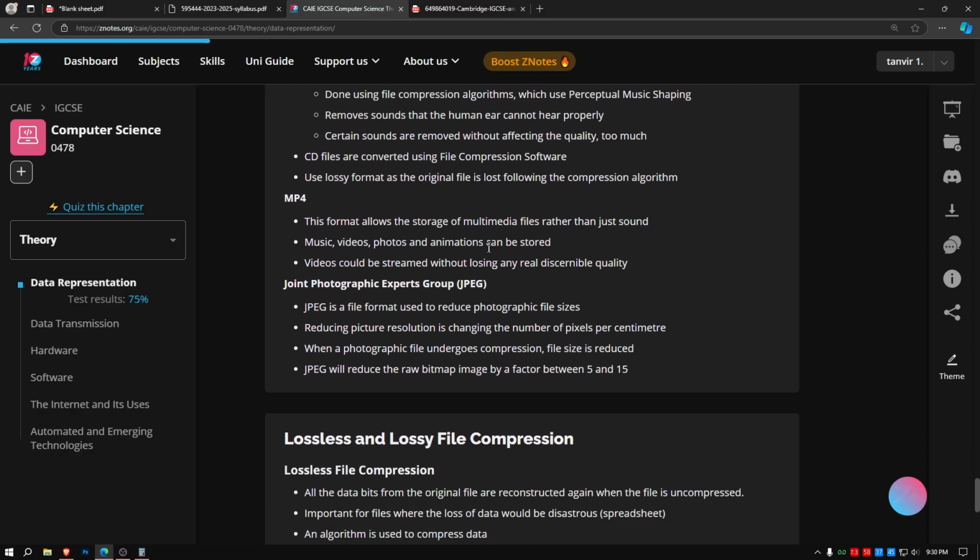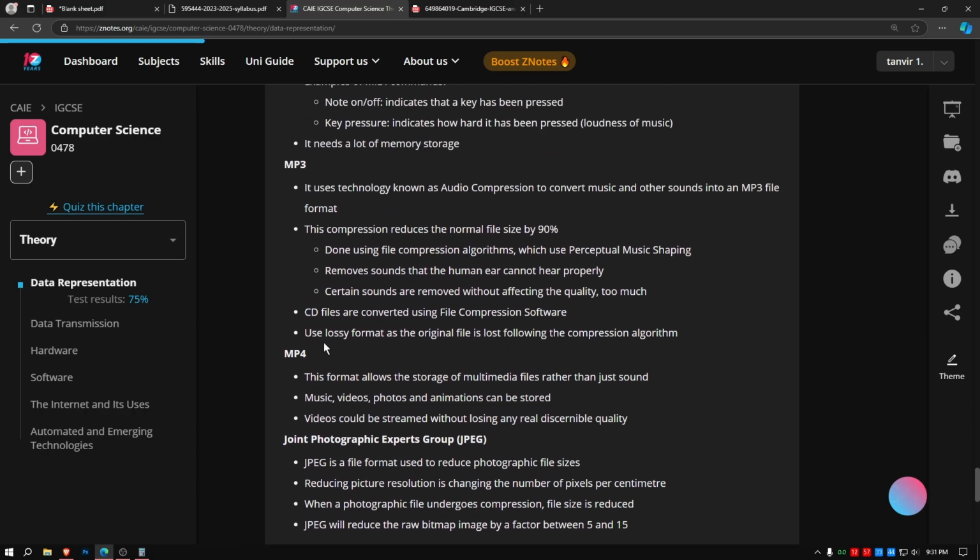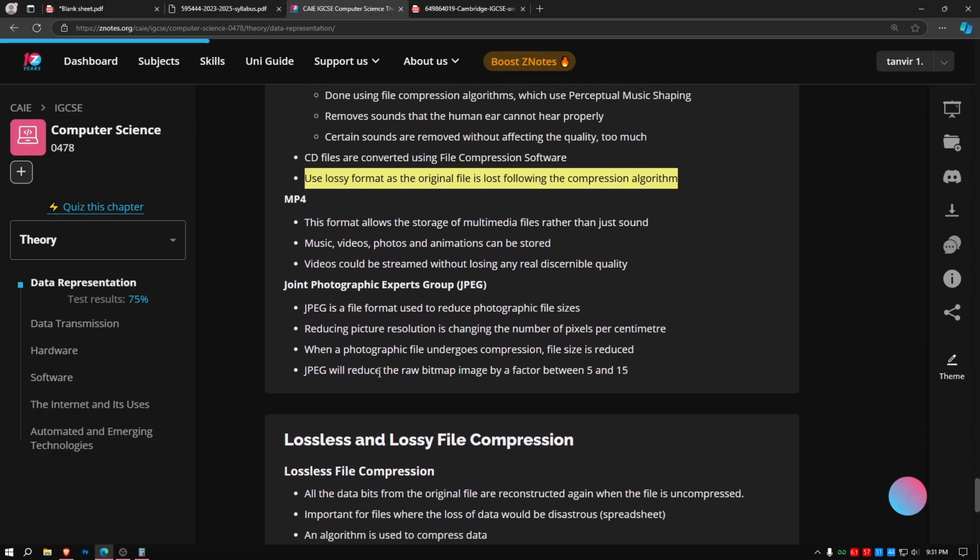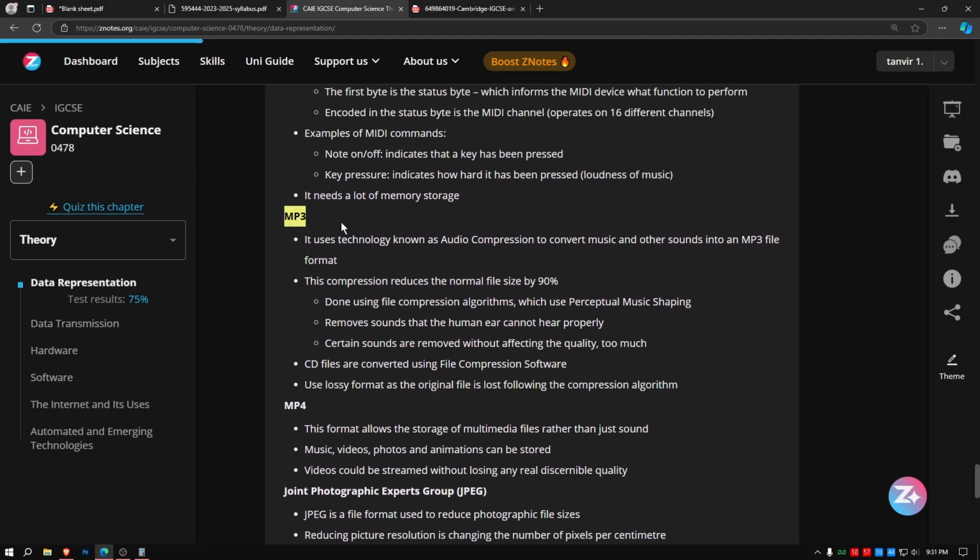So next, CD files are converted using file conversion software. Okay, cool. It uses a lossy format as the original file is lost following the compression algorithm. So MP3 uses a lossy format as the original file is lost during compression. So MP3 is lossy compression and uses perceptual music sharpening.